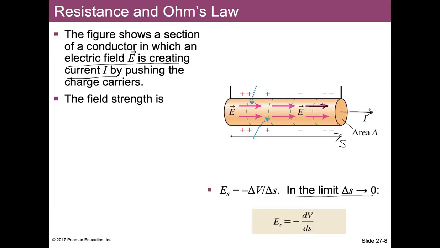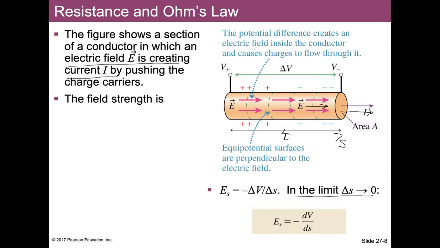We're not going to take the limit as delta S goes to 0, because our delta S is just this length of the wire right here. So this is the length of our wire. That's our delta S. Here is our potential difference that's creating our electric field inside the conductor, and that's causing the charges to flow through it. So here is our delta V, and our delta S is just this L right here.